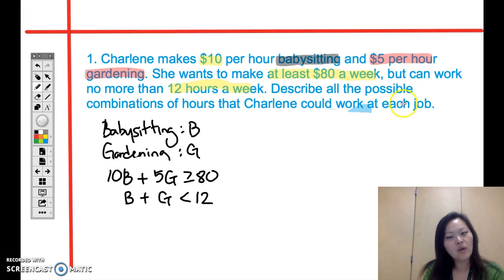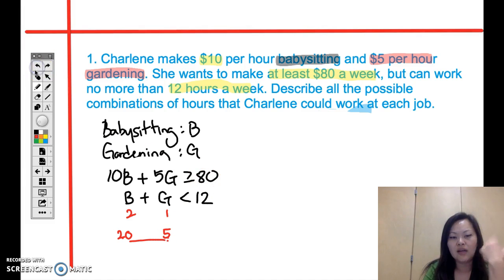Now, it says describe all the possible combinations of hours that Charlene could work at each job. So what that means is, for example, let's say Charlene wants to work 2 hours babysitting, but only 1 hour gardening, because she has to work less than 12 hours, right? So then, how much money would she make? 10 times 2 is $20, and then 5 times 1 is $5. So 20 plus 5 is only $25, but she wanted to make at least $80, right? So would 2 hours of babysitting and 1 hour of gardening work for her? No. So the question is saying describe all the possible combinations of hours that Charlene could work. And she has to work less than 12 hours and she still has to make more than $80, right?